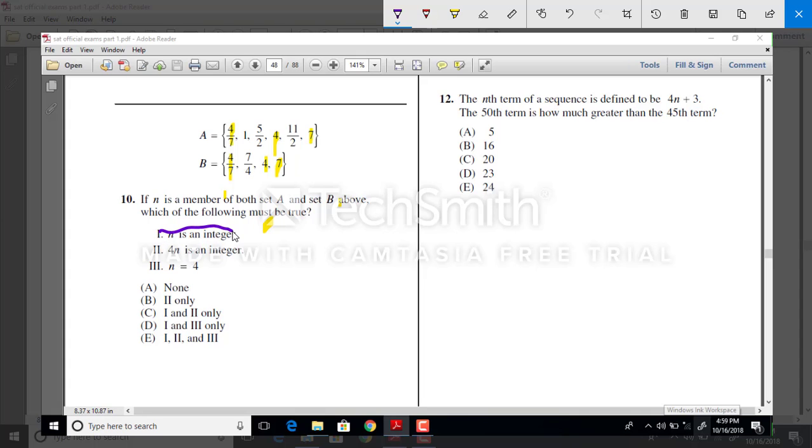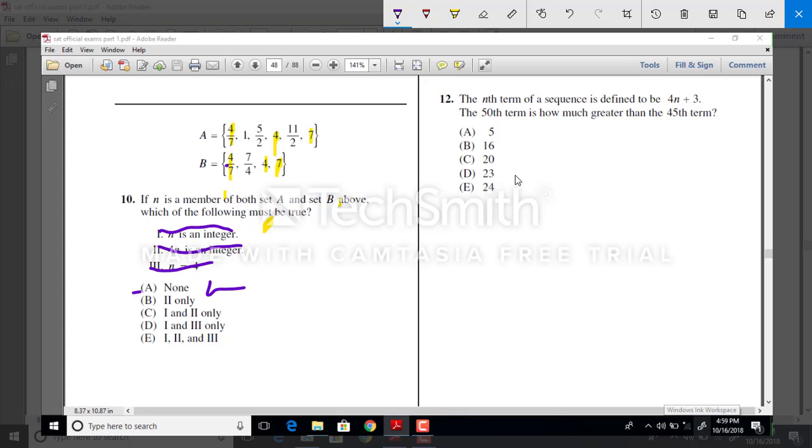4n is an integer. If you multiply 4 by 4/7, it will be 16/7, which is not an integer. So it's wrong. N is 4, it's not a must. It may be 4/7, it may be 7. So all are wrong. Obviously, A is the right answer, which is none.